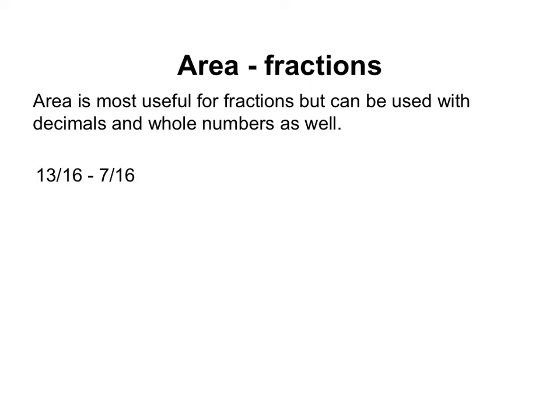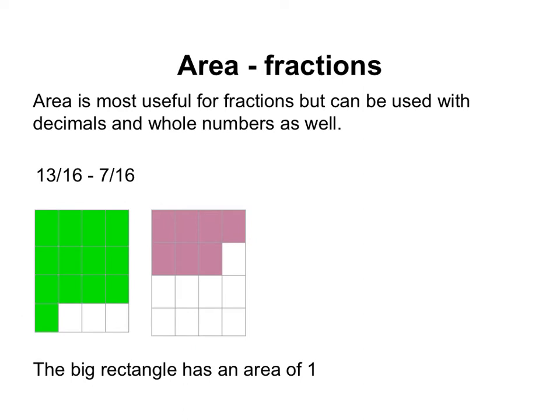So here we have 13/16 minus 7/16. So I'm going to draw those out. Notice I remembered this time to tell you how big the big rectangle was. With any area model, it's very important to reference the size of those rectangles, and the easiest way to do that is to say what has an area of 1. So the shaded green is 13/16. If you count up, I have 13 green boxes inside of my larger rectangle that has 16 parts.